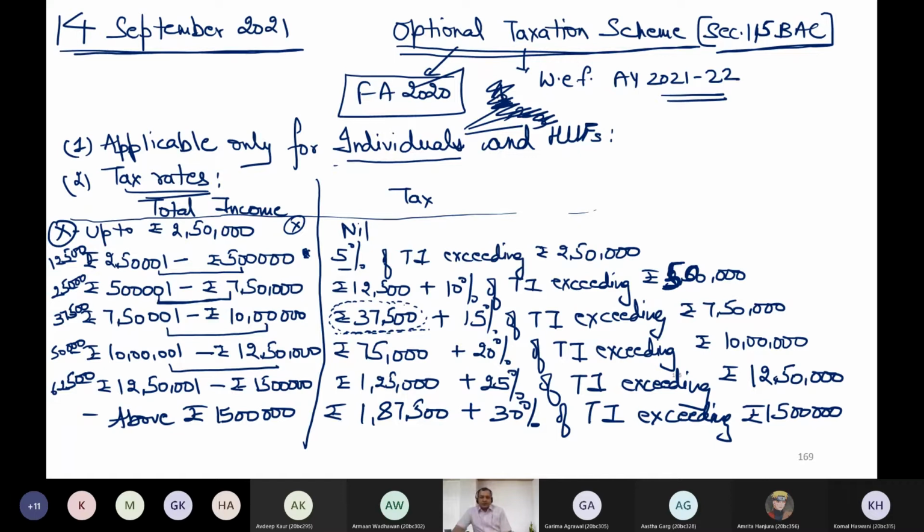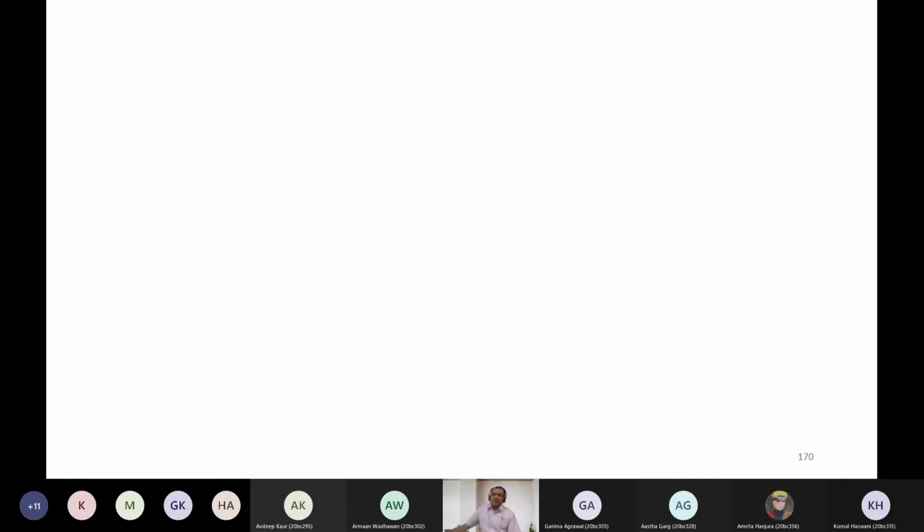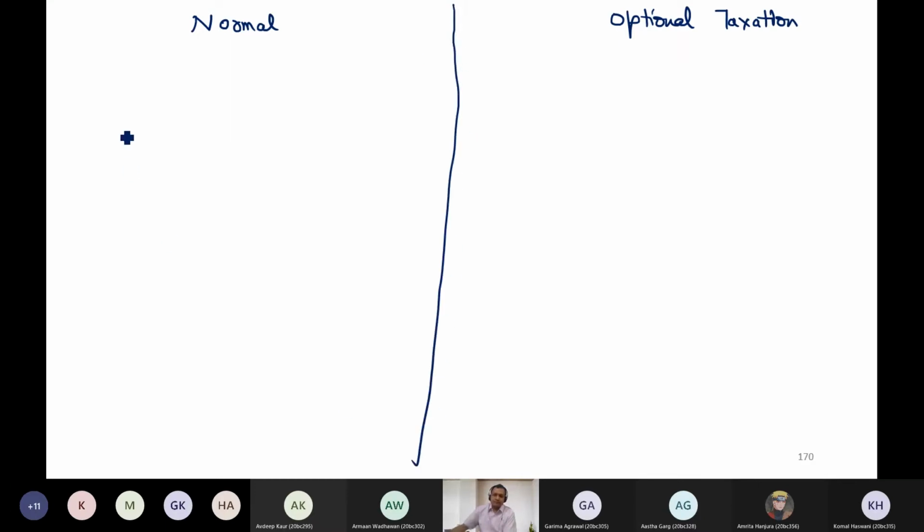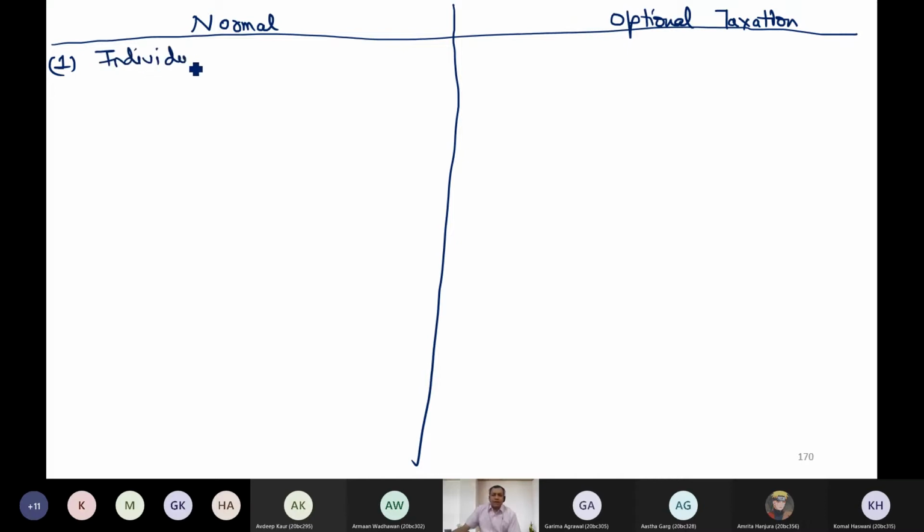This is the slab of the optional taxation scheme. Now, if I tell you the difference between normal taxation and optional taxation, or rather I should say simply a comparison, there are some things in which there is a similarity, and some things in which there is a difference. So I'm simply making a small comparison. Under normal, individuals are divided into 3 different categories, but there is no category here. Every individual is an individual for the purpose of optional taxation. The same slab is applicable.